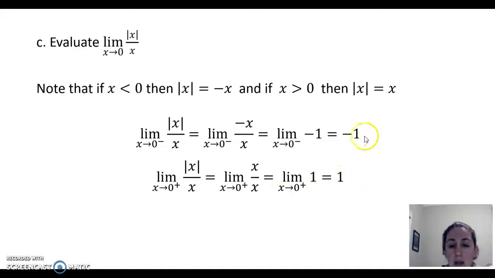Now notice these upper and lower limits don't match, so it turns out that the limit as x approaches 0 of the absolute value of x over x does not exist.